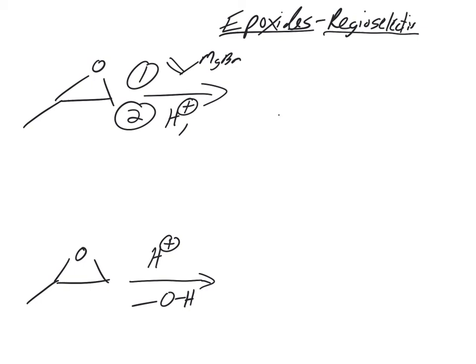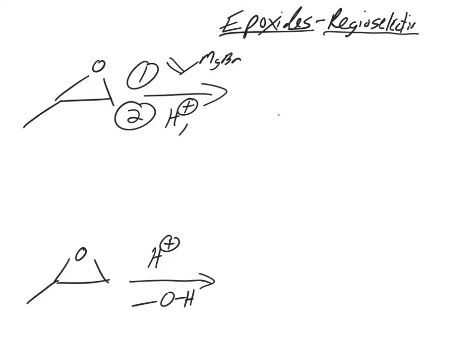So talking about epoxides, epoxides are three-membered rings with an oxygen in them. They're pretty reactive. They have a lot of ring strain. And we're going to talk about them. There are two sets of reactions and how we can be regioselective with these epoxides.